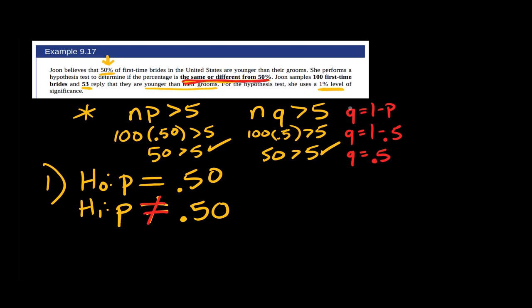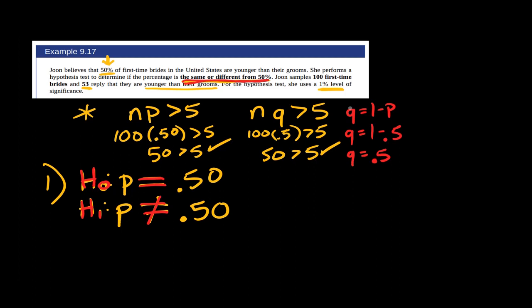If we were trying to test whether more than 50% of brides are younger than their grooms, then we would have had the greater than symbol. If we were trying to test whether less than 50% of brides are younger than their grooms, then we would have had the less than symbol. But the null hypothesis, H0, always has this equality. The alternative is what gets the not equal, greater than, or less than.